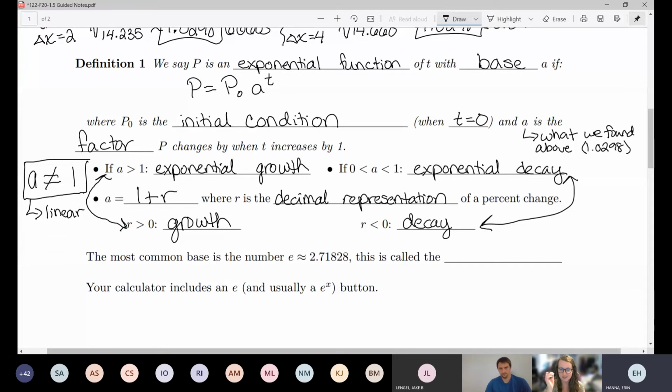So all I was saying is those two decay things are the same. The most common base that we're going to work with, so the base again is that a value, but the most common base is actually the number e. So e is equivalent to 2.71828, and technically it goes on forever. It's kind of like pi. So e is a number, and it's called the natural base.